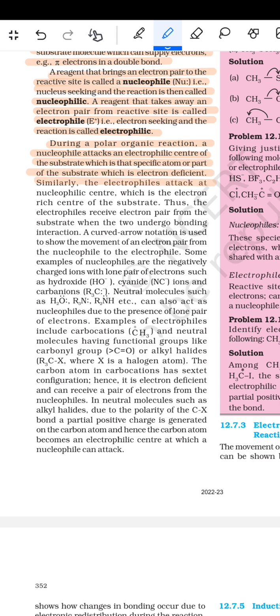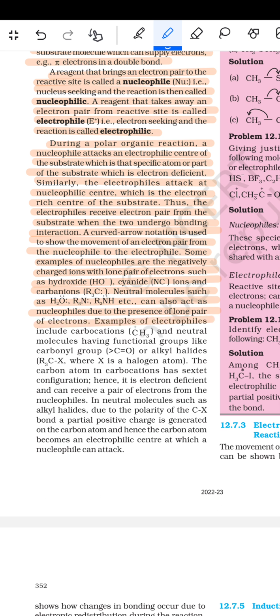Similarly, the electrophiles attack at the nucleophilic center, which is the electron rich center of the substrate. Thus, the electrophiles receive electron pair from the substrate when the two undergo bonding interaction. A curved arrow notation is used to show the movement of an electron pair from the nucleophile to the electrophile. Some examples of the nucleophiles are the negatively charged ions with lone pair of electrons, such as the hydroxide ions, cyanide ions, and the carbanions. Neutral molecules such as H2O, R3N, R2NH, etc. can also act as the nucleophiles due to the presence of the lone pair of the electrons.